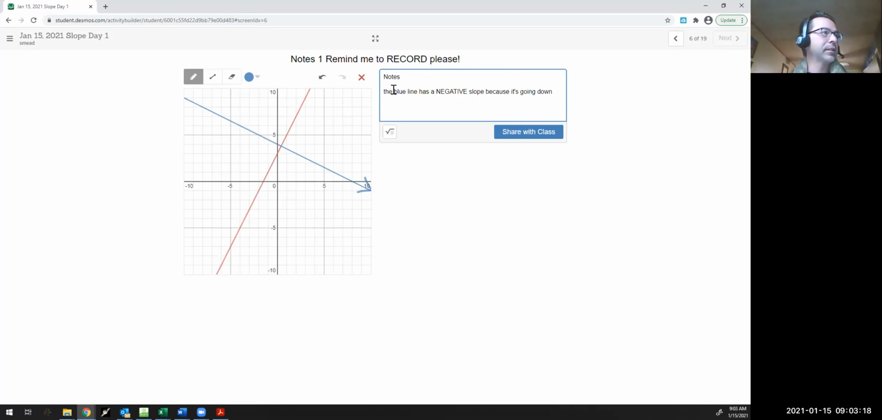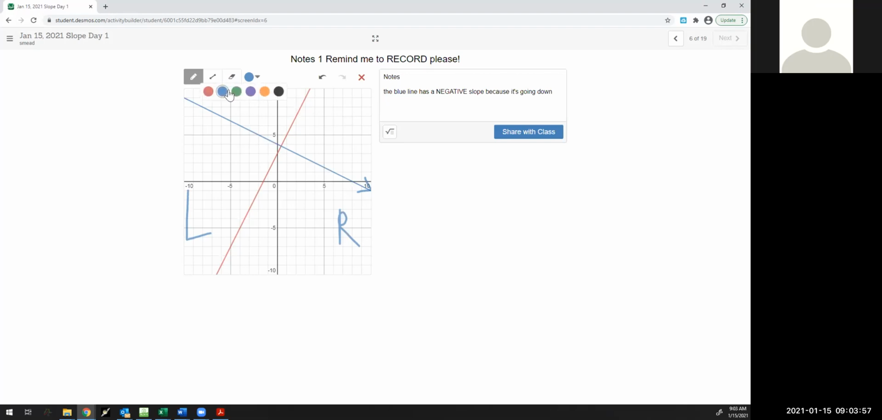Okay, and then the next thing is this red line. So you always start on the left, right? We got left, right, in case you don't know your left from your right. Anyways, is this ball going up or is it going down? Makai, is this ball going up or is this ball going down? Up. Yeah. All right, so let me change that to red. So this line has a positive slope.